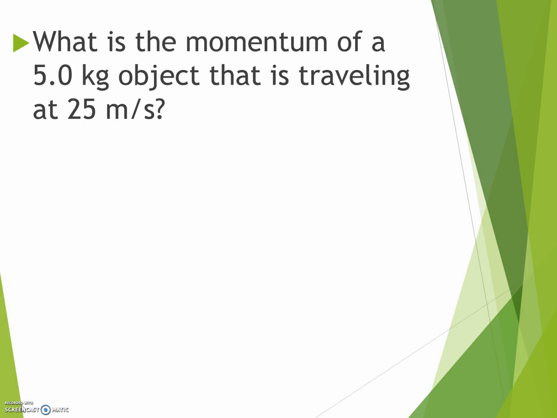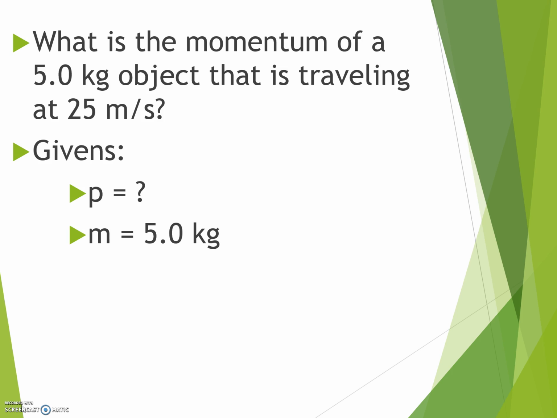So let's look at one example. What is the momentum of a 5 kilogram object that is traveling at 25 meters per second? So we're going to use the same steps that we've used to solve other problems. First, we'll list our givens. We're trying to find momentum, so p is what we're trying to find. The mass of our object is 5.0 kilograms, and the velocity of the object is 25 meters per second.